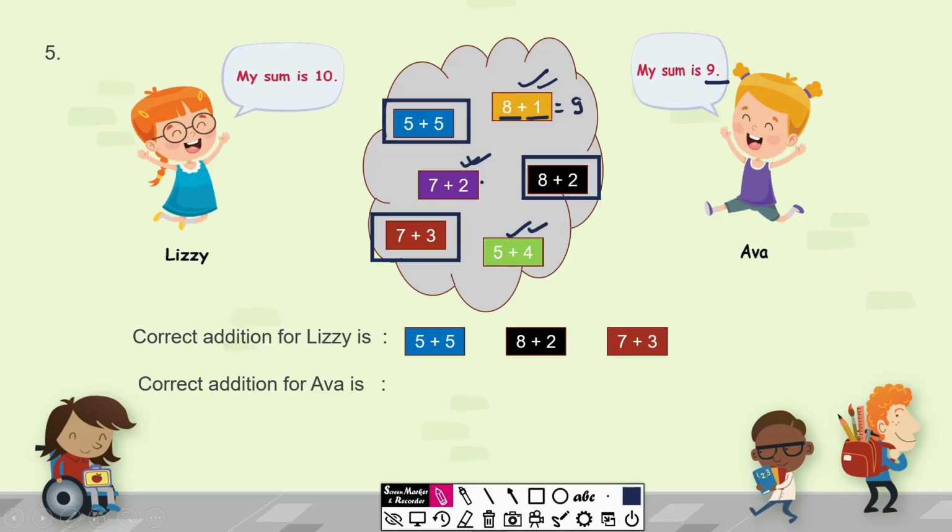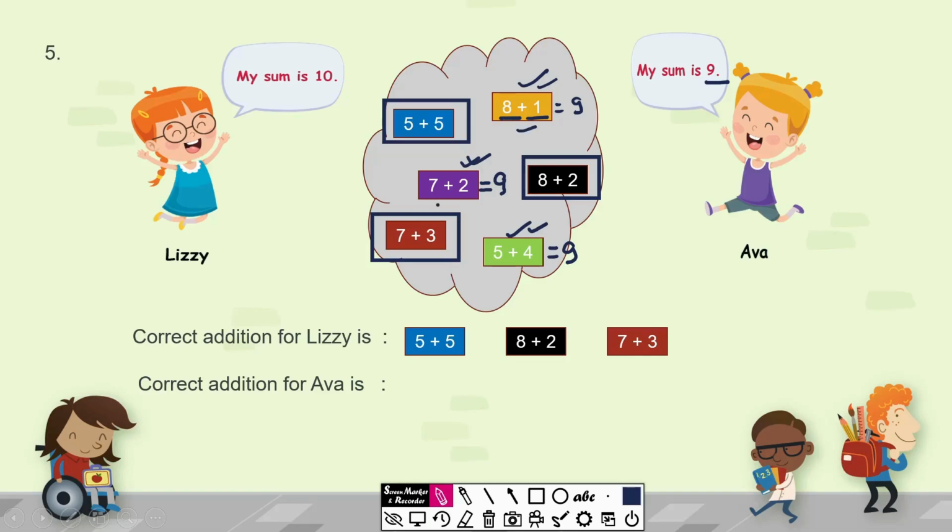7 plus 2 is equal to, tell me, come on. Yes, it is also equal to 9. 5 plus 4. Come on, add it quickly. I'm waiting for your answer. 5 plus 4 is equal to 9. Very nice. I'm so proud of you all.